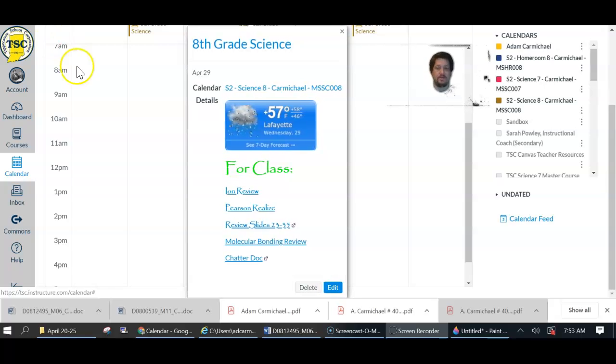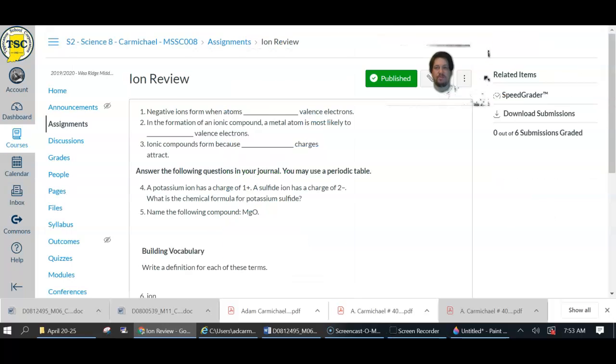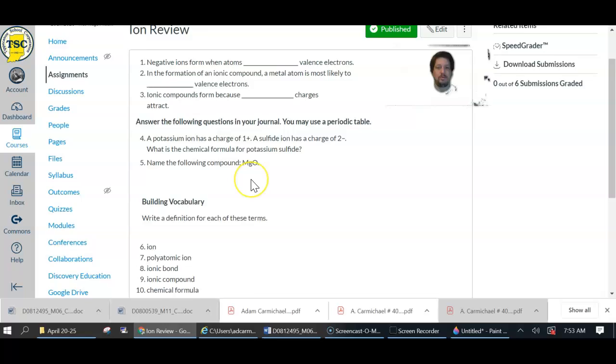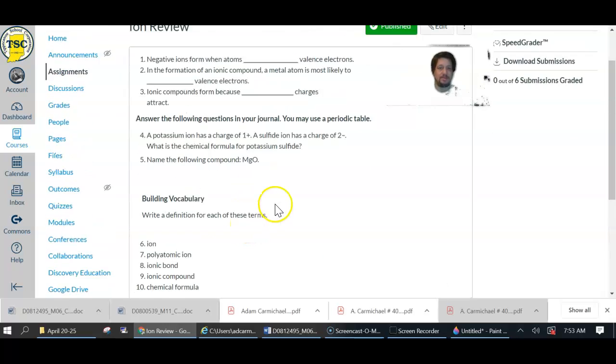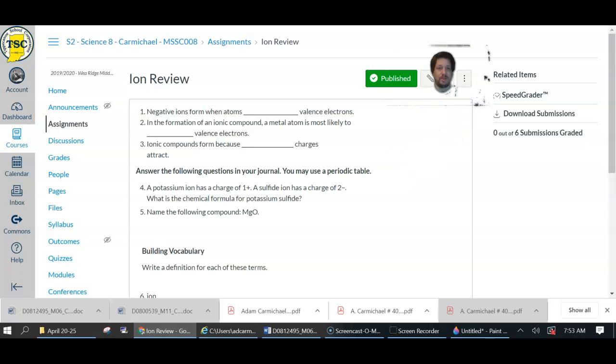Here's what we're going to do for the day. Lots of things on the calendar. For class, we're going to start off by doing ion review, going over what we talked about for the last couple of class periods. Talking about when negative ions form when atoms do what with their valence electrons. Please answer these questions in the text box entry at the top of your assignment. I think it'll be up at my area where my floating head is.